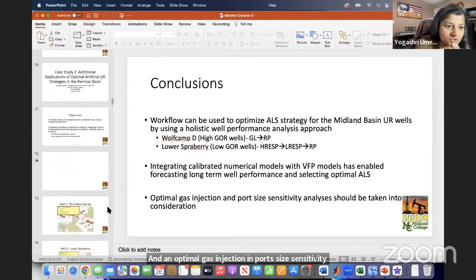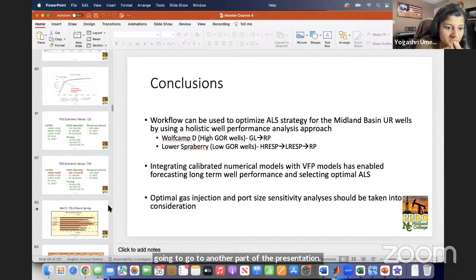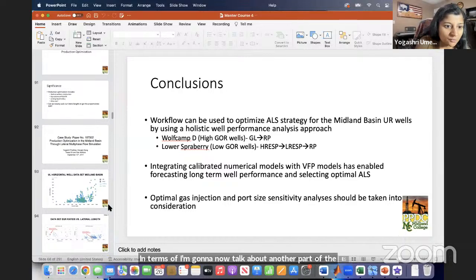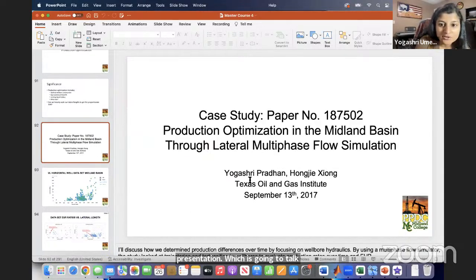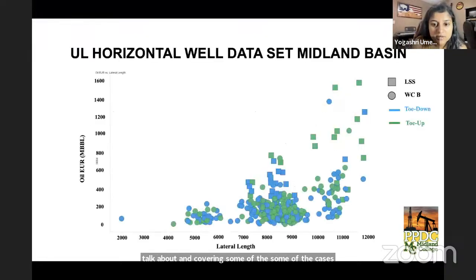Now I'm going to go to another part of the presentation, which is going to talk about lateral lengths. So this is SPE 187502, which is production optimization in the Midland Basin through lateral length multi-phase flow simulation. This is another snippet of what the short course can talk about, covering some of the case studies in the Permian Basin.